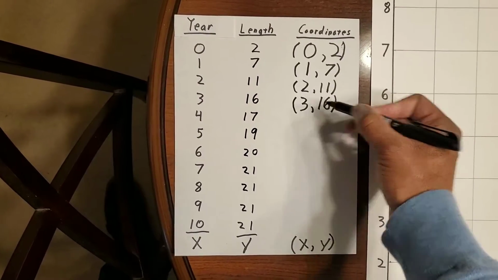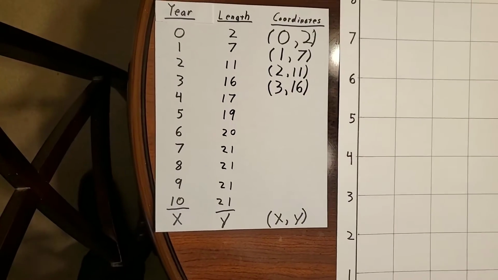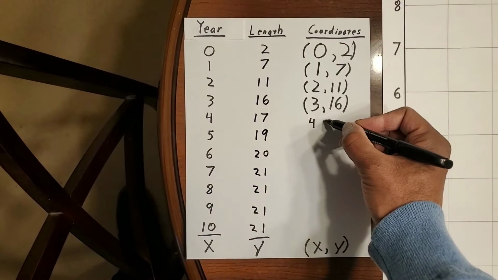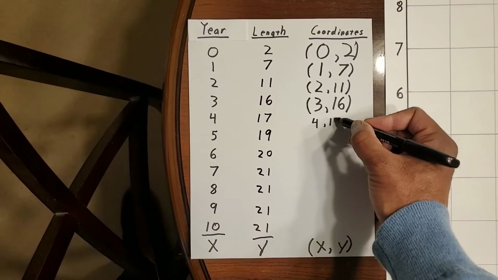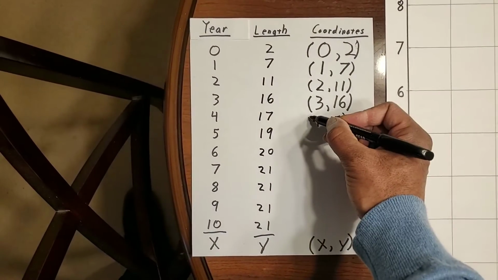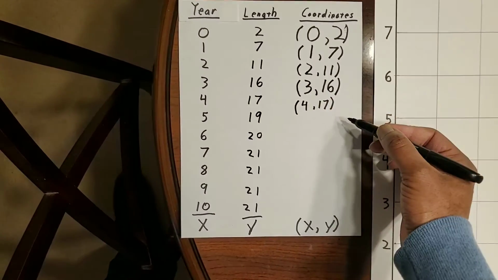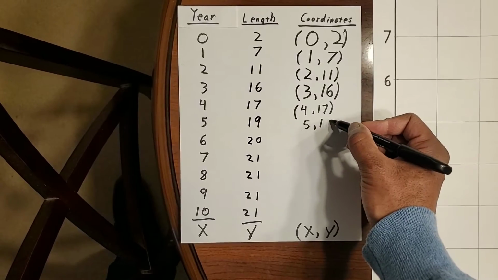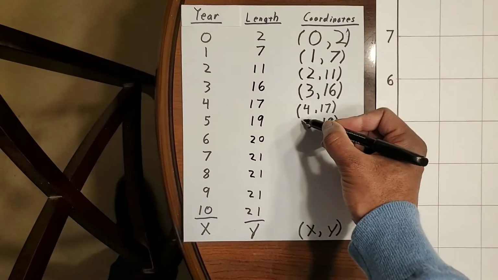So that's the coordinates for year 3. What about year 4? How long will it grow in year 4? It will grow 17 inches. So that's the coordinates for year 4. What about year 5? How long will it grow in year 5? It will grow 19 inches. So that's the coordinates for year 5.